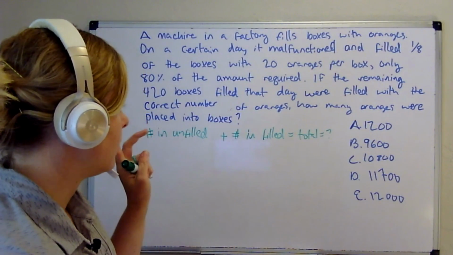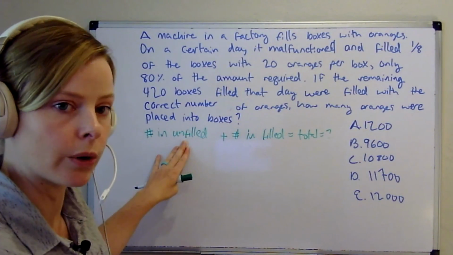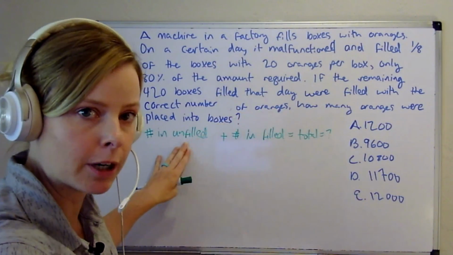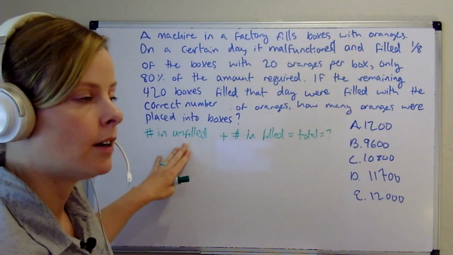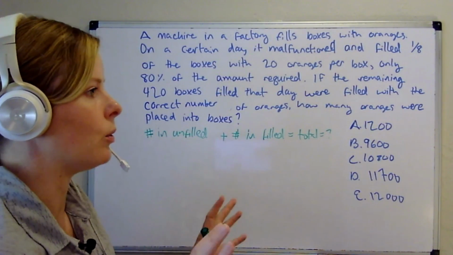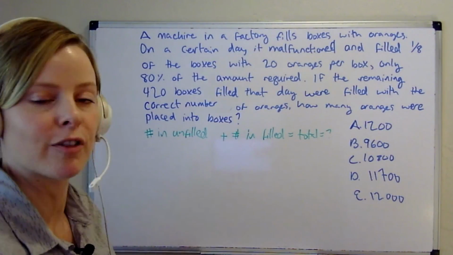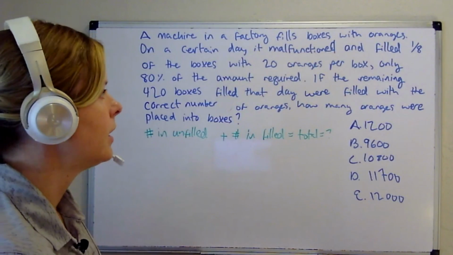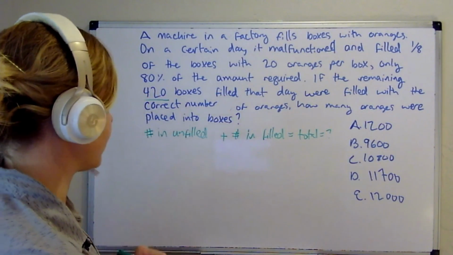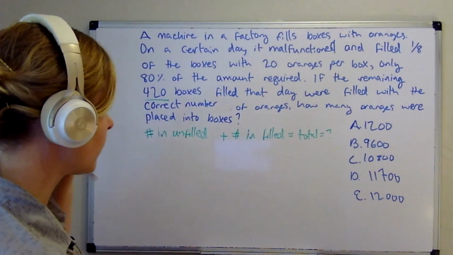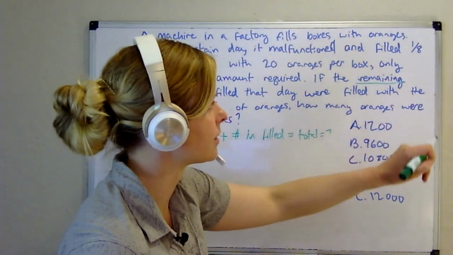So the number of oranges in this group of boxes is going to be how many oranges you've got per box times the number of boxes that you're filling. So let's break that down. Which one of those two things is easier to solve for first? I think that the number of boxes themselves are easiest because we've got this nice clean number to deal with, this 420 boxes. We're told that this 420 boxes are the remaining boxes.